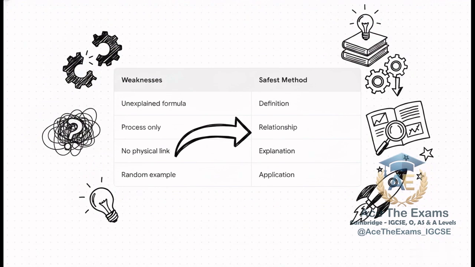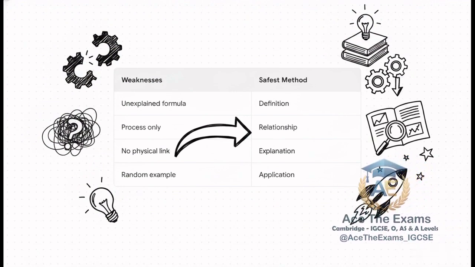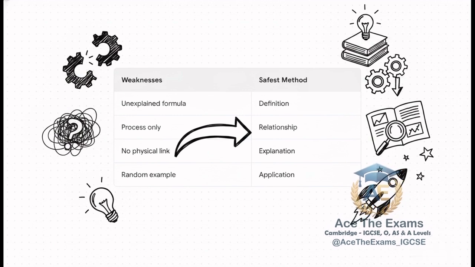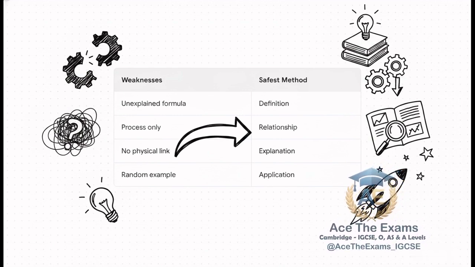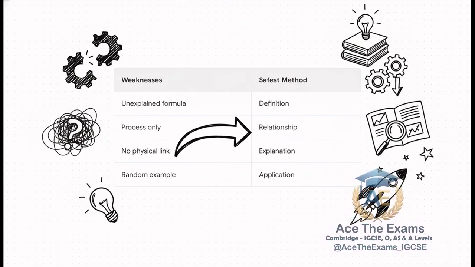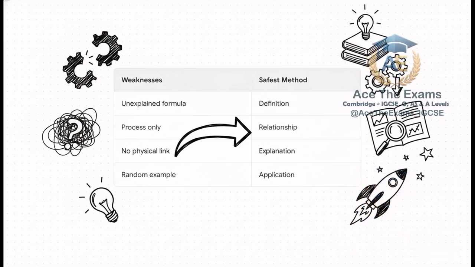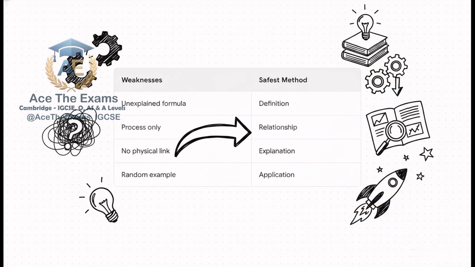Things like just writing down a formula, say V = d/t, but completely failing to define the variables or the context. Or quoting a process without providing the physical link, or throwing out an example without showing why it logically follows from the physics. These are all classic flaws that cost students dearly, but you can completely eliminate these errors by utilizing the safest, most bulletproof method available.